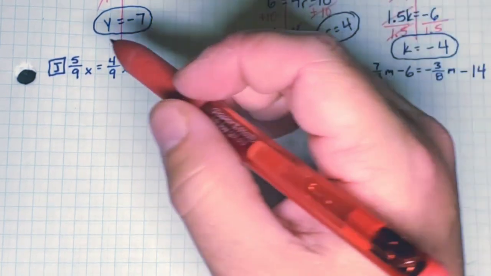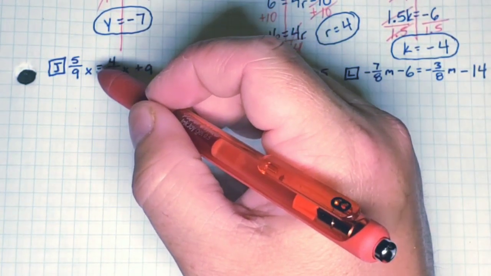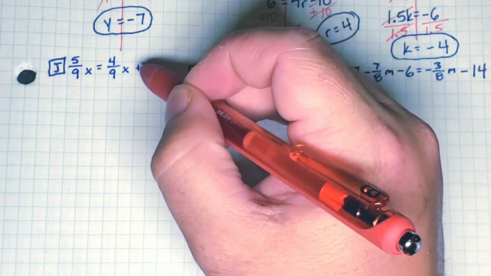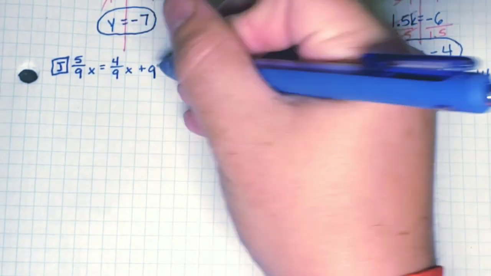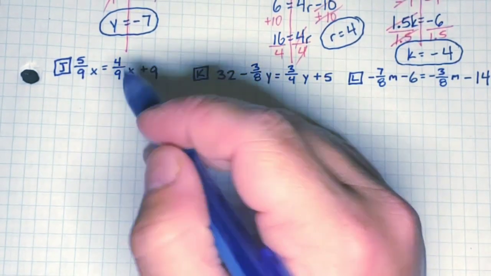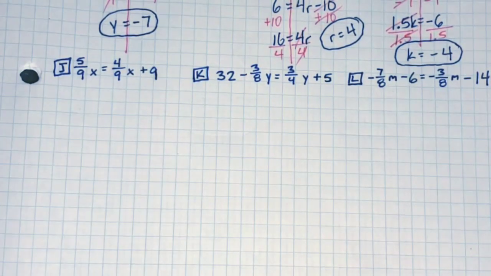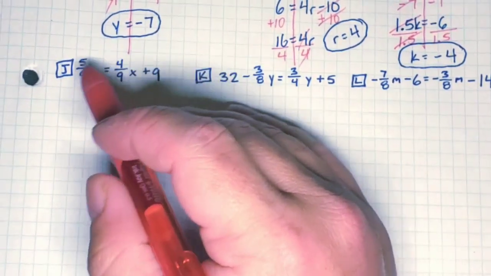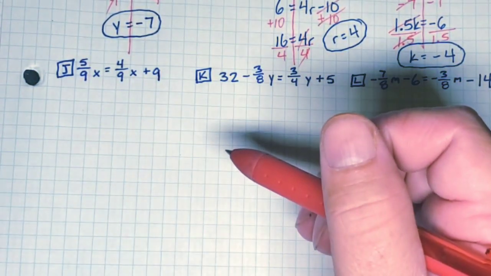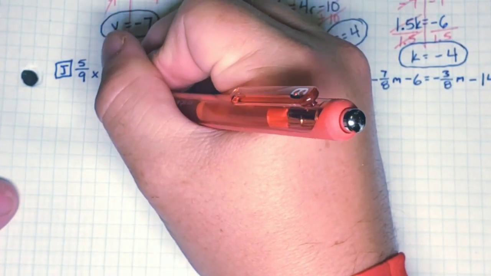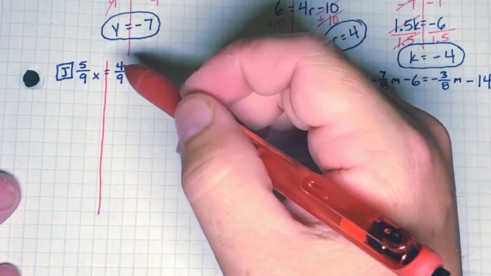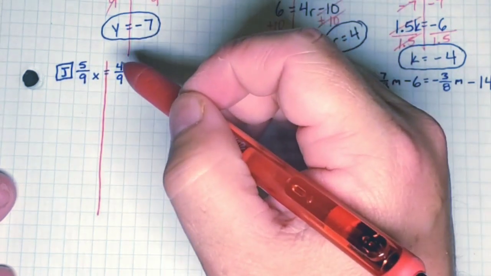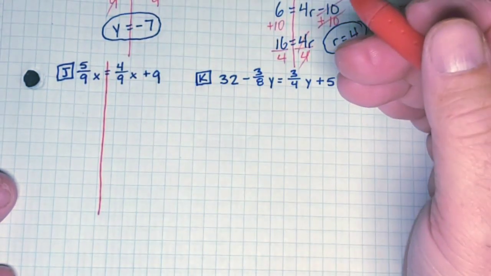All right, letter J says 5/9 x equals 4/9 x plus 9. All right, I know it's not an A because I already have one variable. You can't solve for two variables at the same time. All right, so I want to get rid of these fractions altogether. So what you do is you look at the denominators of the fractions. In this problem, both of the denominators are the same.